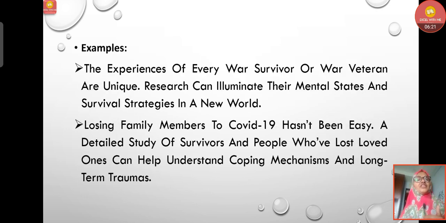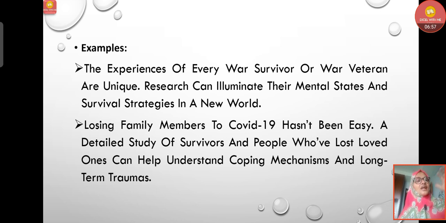Now, let's see the examples here. The experiences of every war survivor or war veteran are unique, obviously. Research can illuminate their mental states and survival strategies in a new world. This can be the best example. And another one, losing family members to COVID-19 hasn't been easy. A detailed study of survivors and people who have lost loved ones can help understand coping mechanisms and long-term traumas. So these are the two examples of this phenomenological incident had happened already.